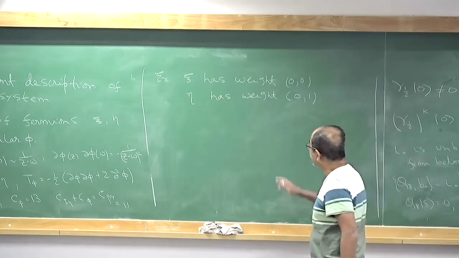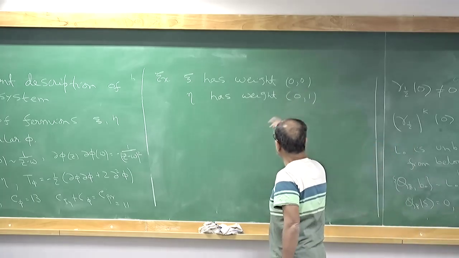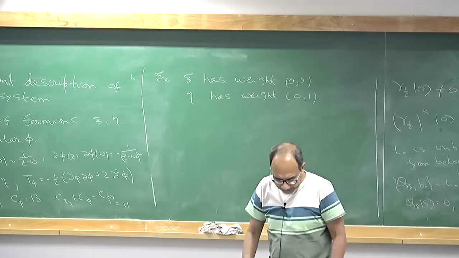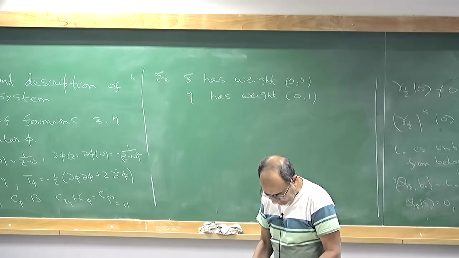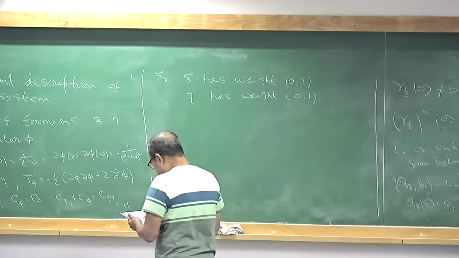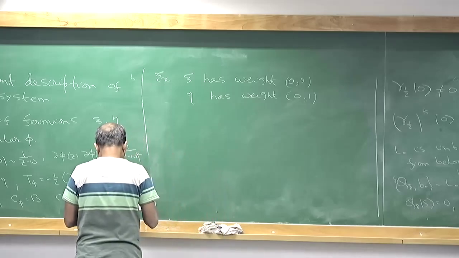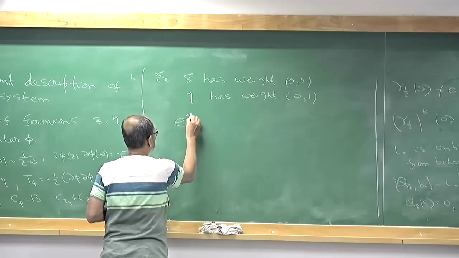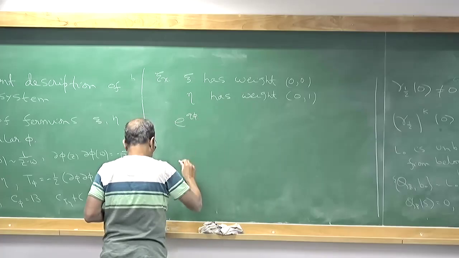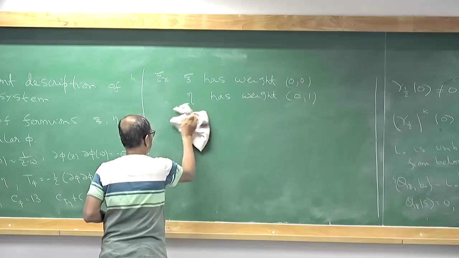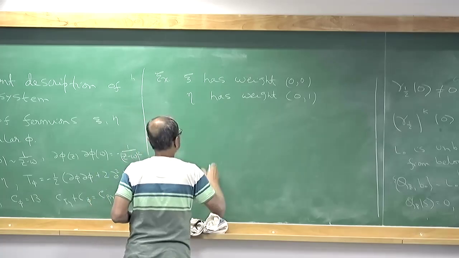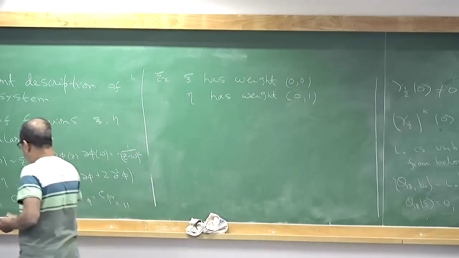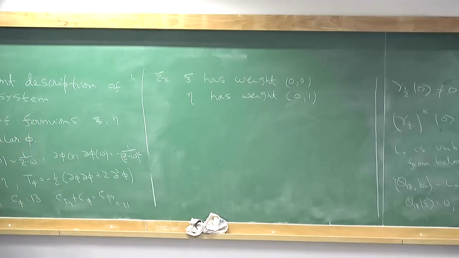Okay, so this is clear. Xi has weight 0, 0, eta has weight 0, 1. The e to the q phi... okay, this I'll do. Let me try to do this. These things are straightforward, right? Just take T of xi eta and calculate the OPE with xi. We have already given the xi eta OPE, so from that you can check that this is true.